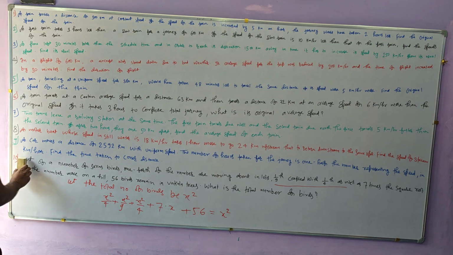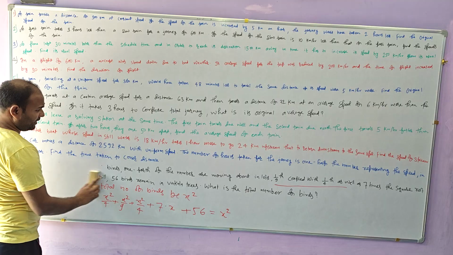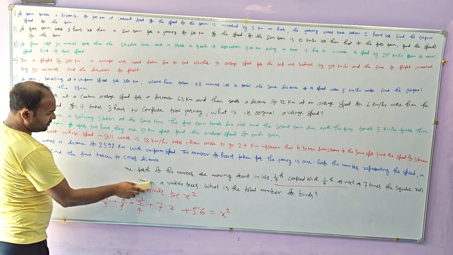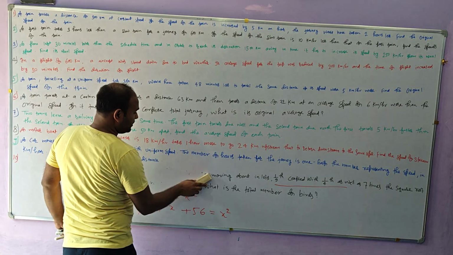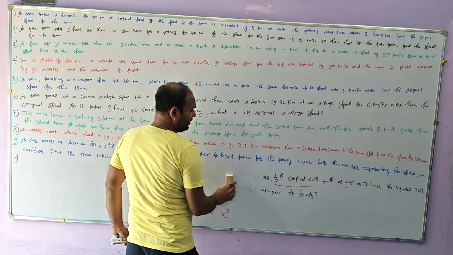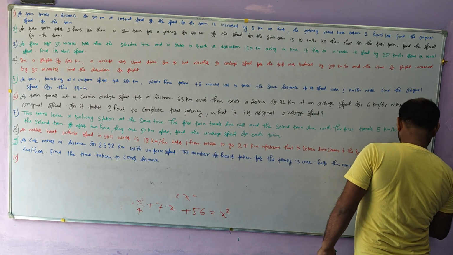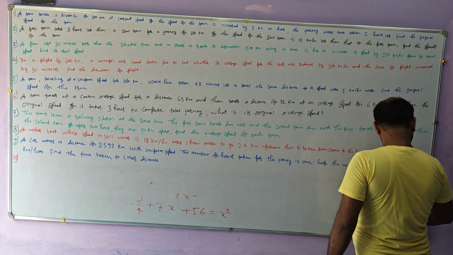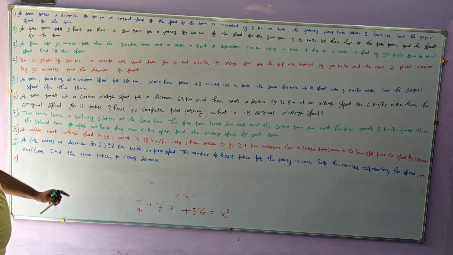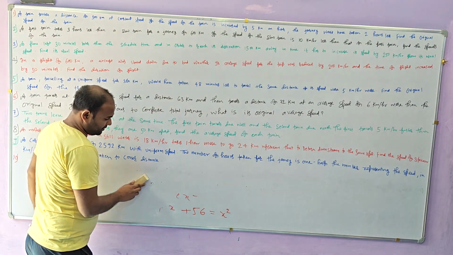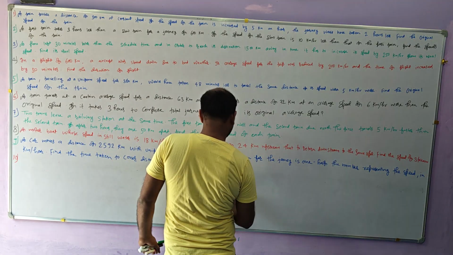Now in another question, a car moves a distance of 2592 kilometers with a uniform speed. The number of hours taken for the journey is one half the number representing the speed in kilometer per hour. Find the time taken to cover the distance.